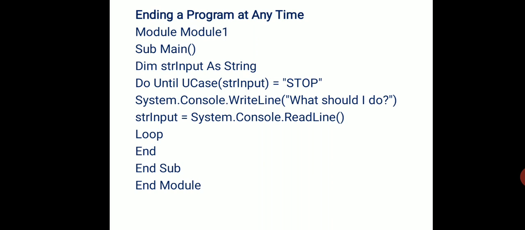Capital STOP. So UCase(strInput), what is that? Whatever the user types will be converted into uppercase. If the user enters capital S and small "top", it will be converted into uppercase. So it will print "What should I do?" until the user enters the string STOP. After that loop there is an End keyword. This End keyword is used to end a program at any time, to stop a program at any time, using the End keyword.